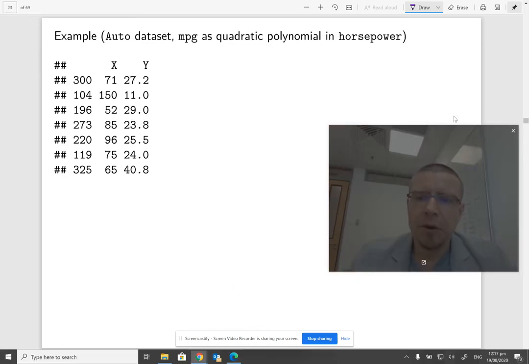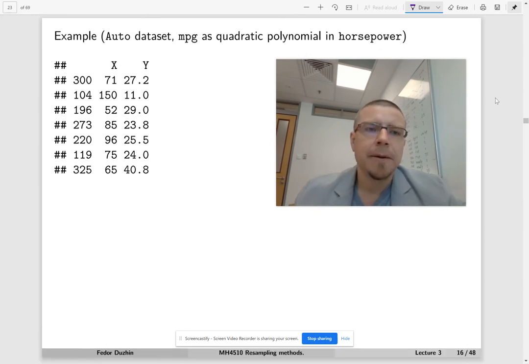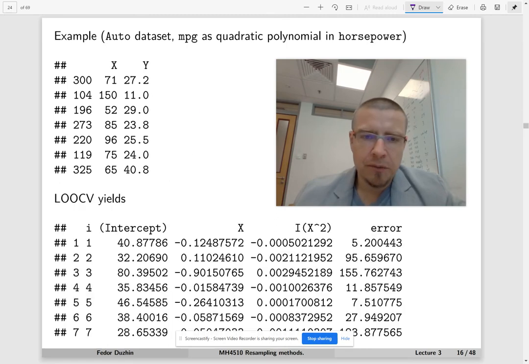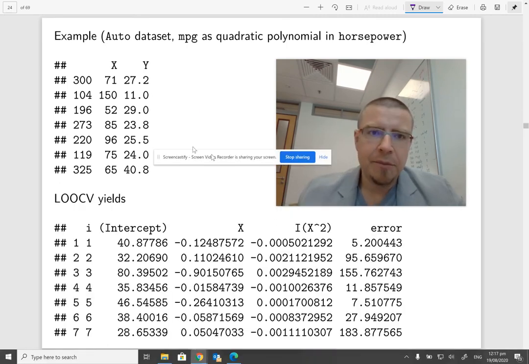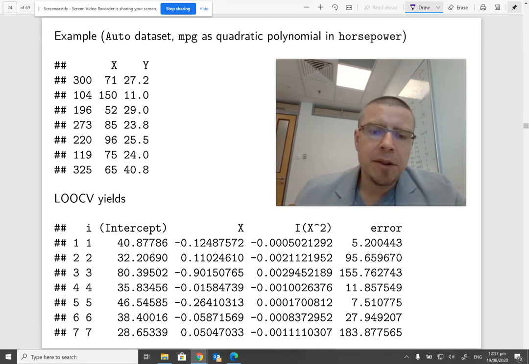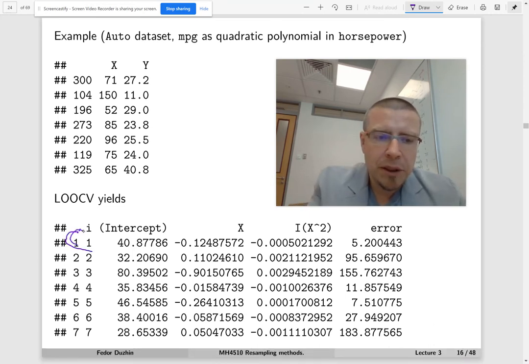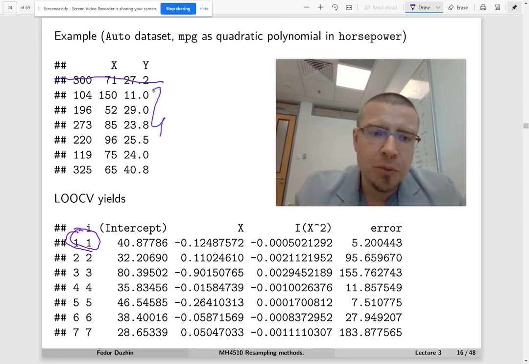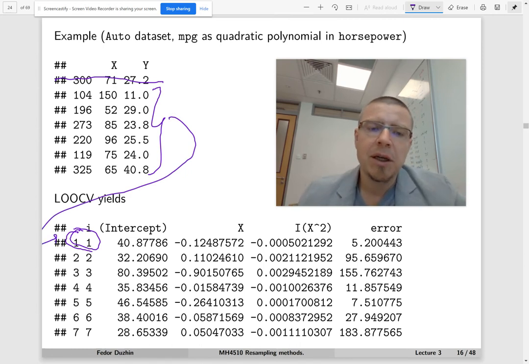So here is how it works in practice. Say, it's very simple, just 7 observations. So here the number of observations is 7. I did it myself in R, and this is what I got. The first row here is a model trained on this data set with the first observation removed. To produce the first row, I removed the first observation and trained the model on the remaining 6. And this was a quadratic polynomial in horsepower, where x is horsepower and y is miles per gallon.